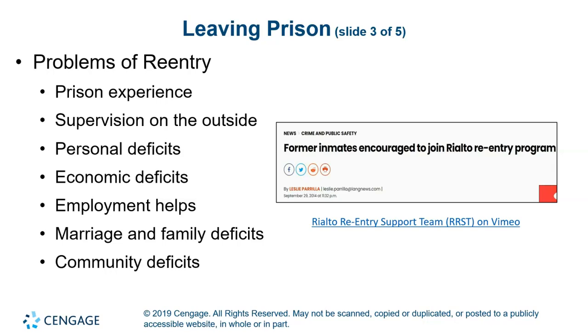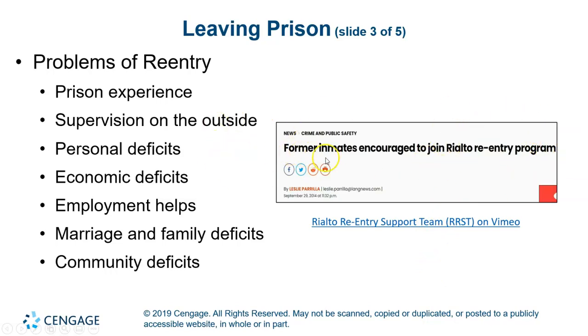And then finally, because we're talking about jails, prisons, and release, and even alternatives to correctional institutions, would be the problems affiliated with reentry, okay? And some of the problems are the prison experience, right? I mean, just merely being in prison makes it really difficult for an individual to come out of prison and do well. Supervision on the outside, personal deficits, economic deficits, employment, marriage and family deficits, community deficits, all of this stuff. So a lot of departments have come up with what they call reentry programs.